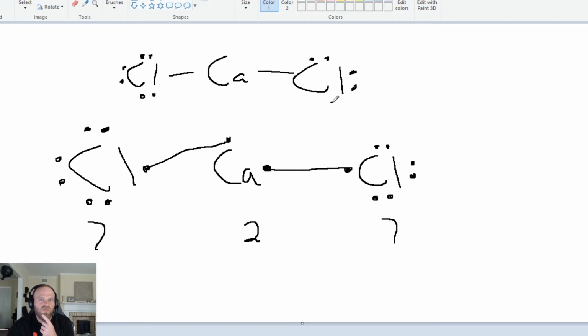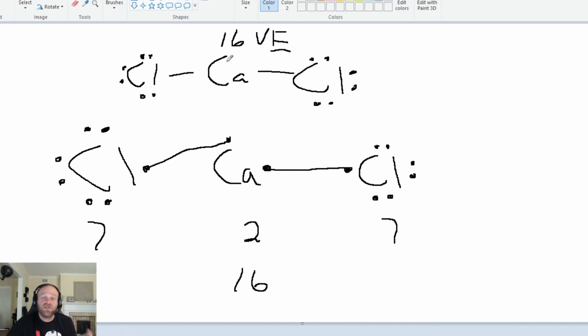1, 2, 3, 4, 5, 6. So let's check and make sure I have the same number of valence electrons. 7, 7, 14 plus 2, that'd be 16. 6 around the edge, 6 around that edge, that's 12, 13, 14, 15, 16. Okay, so 16 valence electrons. That is correct. So it looks like my molecule is drawn correctly.